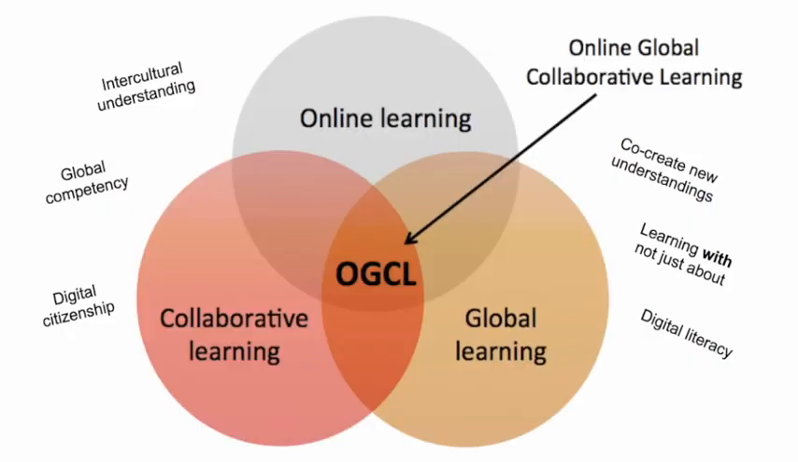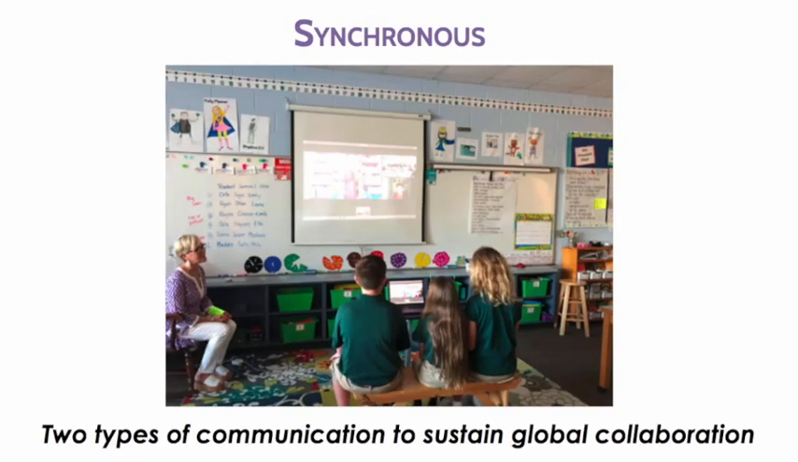So a little model here, we look at combining online learning, collaborative learning and global learning into one sort of thing that I call online global collaborative learning. And this involves just a few things here, but it's much more, of course. We include intercultural understanding, global competency, digital citizenship. We ask learners to co-create new understandings. It's learning with, not just about, and of course, digital literacy plays a big part in this.